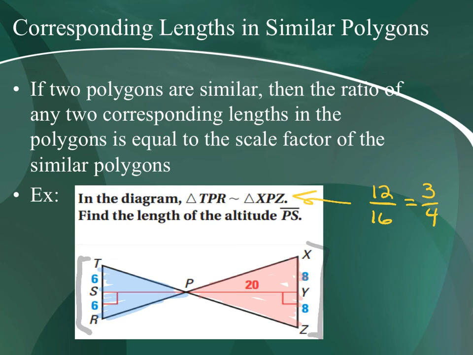Now that's going to give me my scale factor. So now to find the length of PS, which is what they're asking me to do, PS is over here. Notice it's going to match. So PS is going to match with PY. So I'm going to take my scale factor, set up a proportion, and then I'm going to put X over 20.